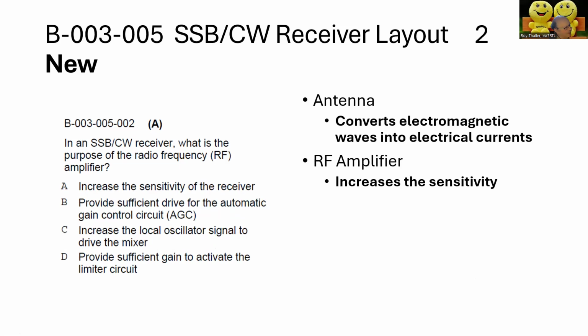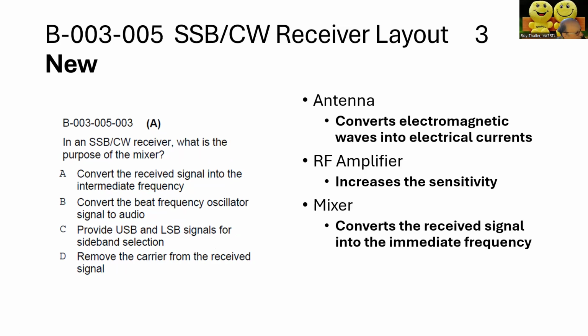Another new question. In a single sideband CW receiver, what is the purpose of the radio frequency RF amplifier? And so it's at the front end. So it's to increase the sensitivity of the receiver. So A is the correct answer.